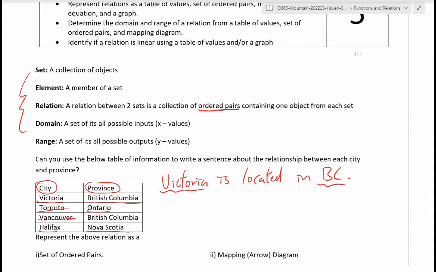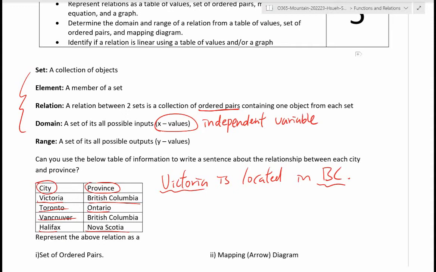Domain. Domain is the set of all possible inputs. Inputs are simply the x values, or we call them the independent variable. We'll explore more about that later on. City would be the independent variable here, or they are the inputs. If they are actually values, then they will be the x values. So they are the domain. In this case, the domain will be Victoria, Toronto, Vancouver, and Halifax.